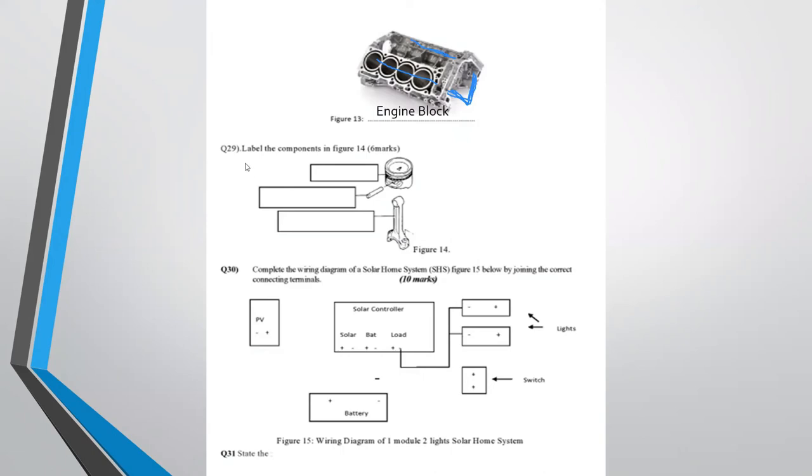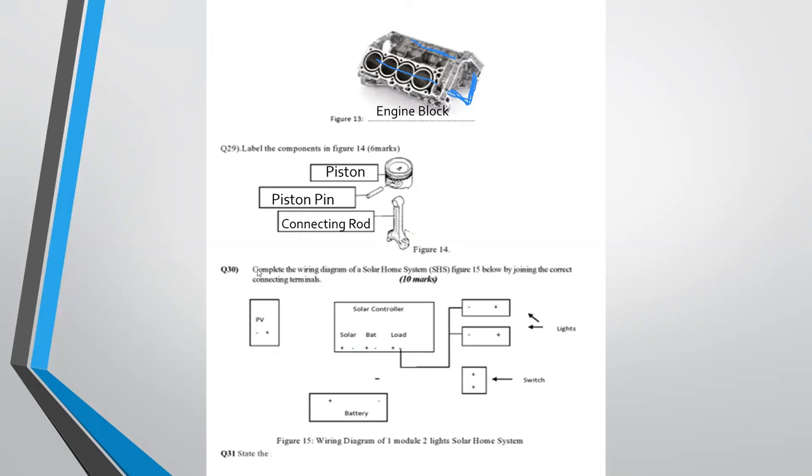Label the component in figure 14. So what component is this? It's a piston and connecting rod assembly. So let's label the part. The head is what? It's a piston. This is the piston and this is the connecting rod, and they are joined together by a pin called a piston pin. The next question is what?